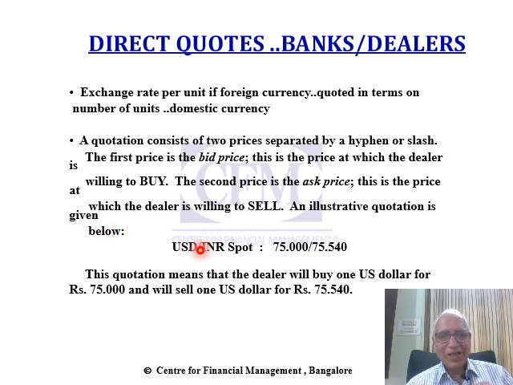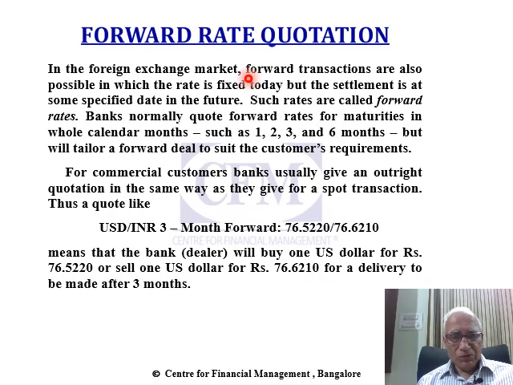USD INR spot: 75.000 / 75.540. This quotation means that the dealer will buy $1 for rupees 75 and will sell $1 for rupees 75.540. Forward rate quotation. In the foreign exchange market, forward transactions are also possible in which the rate is fixed today but the settlement is at some specified date in the future.